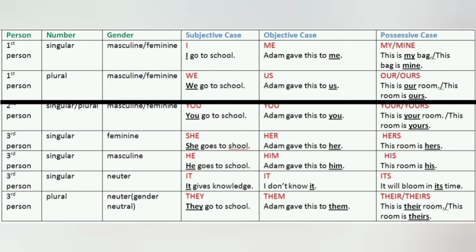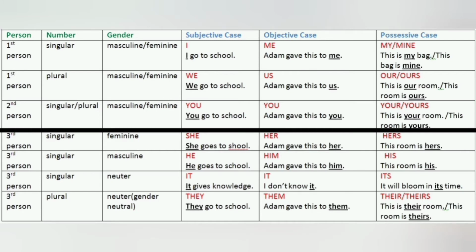In the objective case, we are the receiver of the action word gave, done by the subject Adam. So for this, we use us, and in a sentence, we write it as, Adam gave this to us. So us is the receiver of the action word gave. If it is in the possessive case, we use our or ours for the plural, and we say, this is our room, or this room is ours.